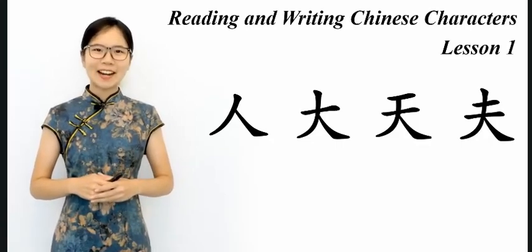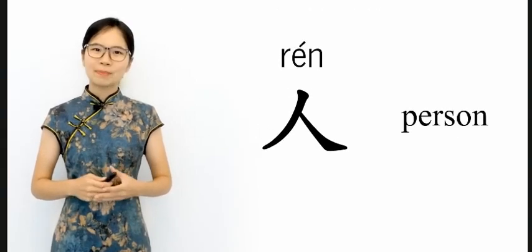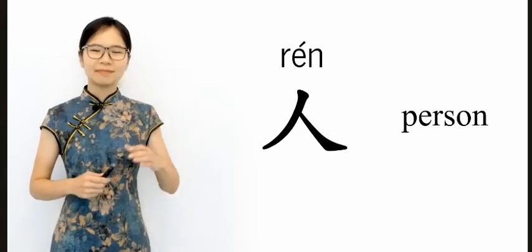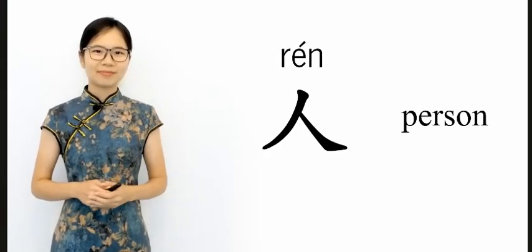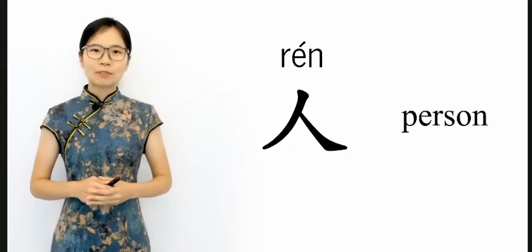Okay, let's get started. Our first character is 人, which means person. This character comes from a drawing of a person viewed from the side. Imagining this character as a person taking a walk should make it easy to remember.